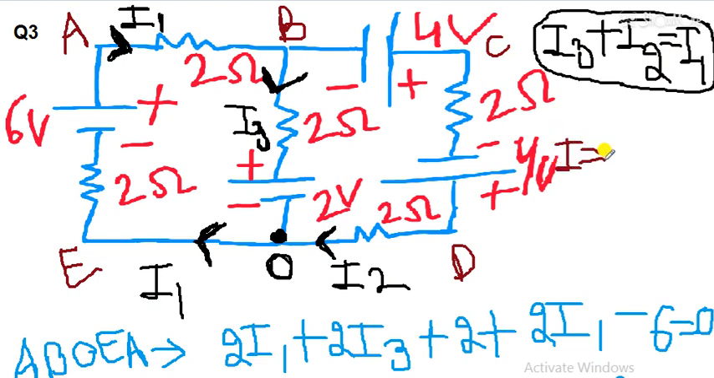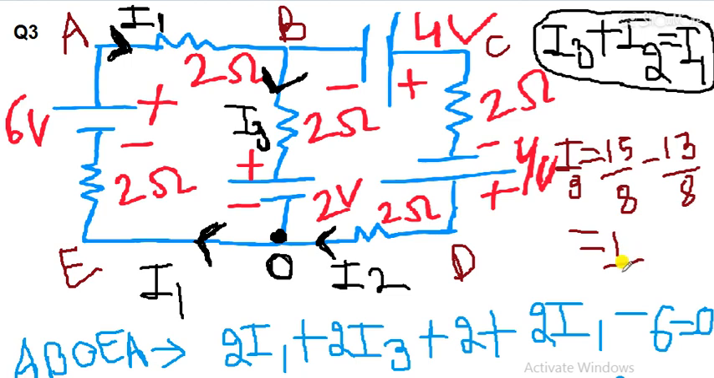So I1 is equal to 15 by 8, and I2 is equal to 13 by 8. So you can see here that one value is 15 by 8 and the other is 13 by 8. So I3 is equal to, you can see I3 is equal to 2 by 8, that is 1 by 4. So I3 is equal to 1 by 4. This is the value of I3. I can write here so that you can understand.